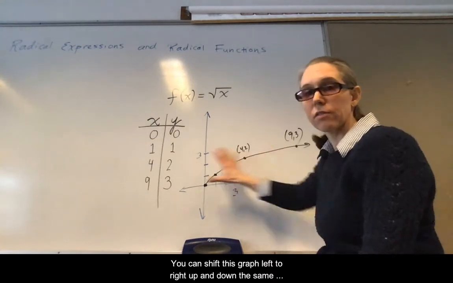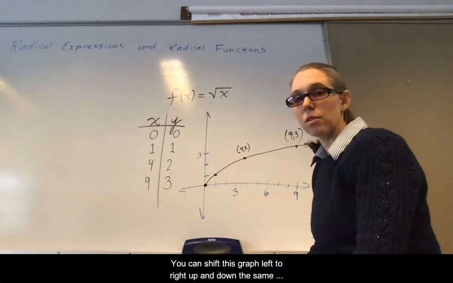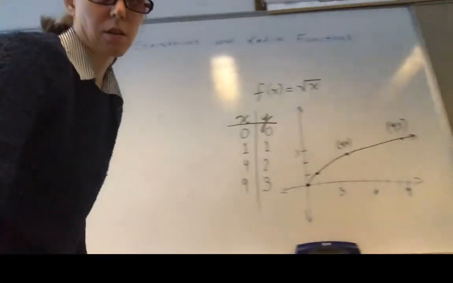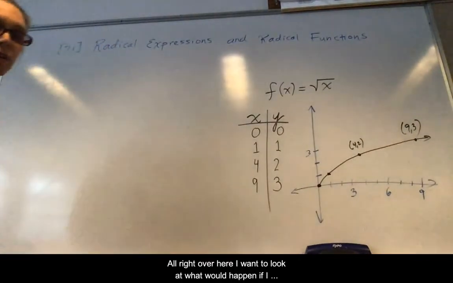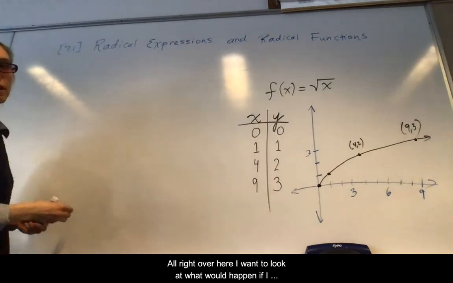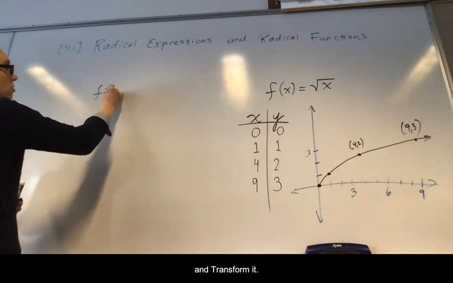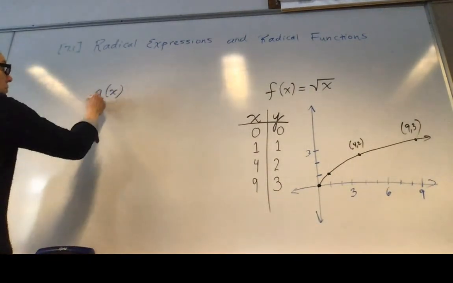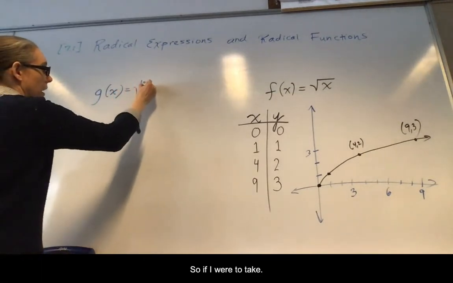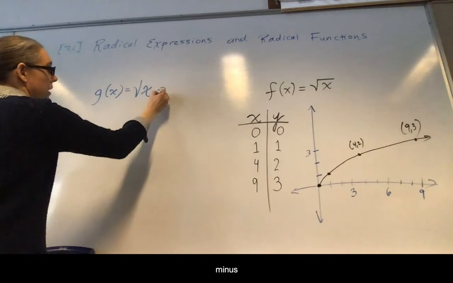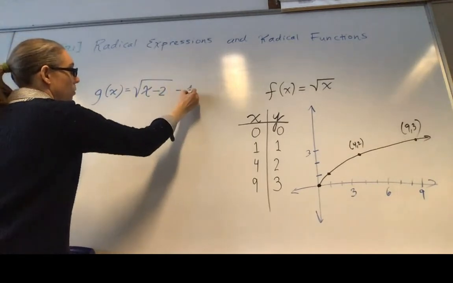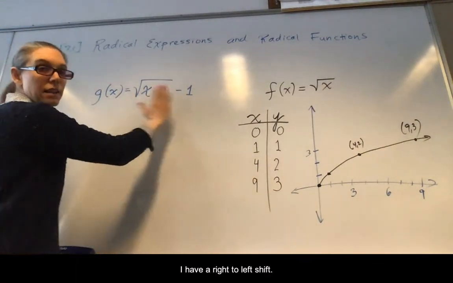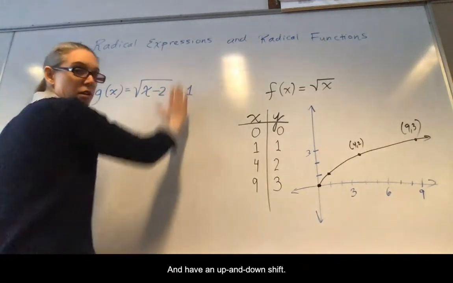Now you can shift this graph left or right, up and down, in the same way that we shifted graphs before. So let me just move over here now. Okay, try not to be too crooked here. All right, over here I want to look at what would happen if I were to take the graph and transform it. Okay, well, I should call this g instead of f. This will be a different function. So if I were to take the square root of x minus 2, minus 1. Okay, so I actually have two transformations here. I have a right to left shift, and I have an up and down shift.